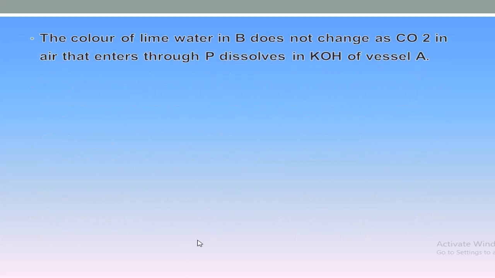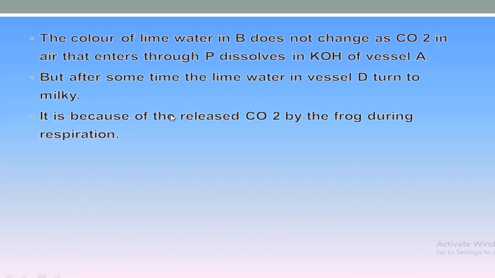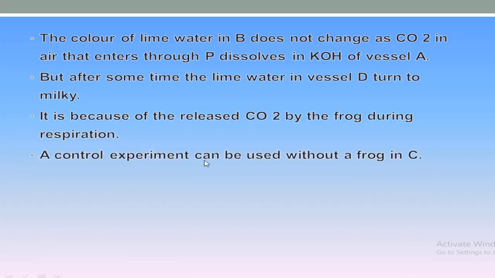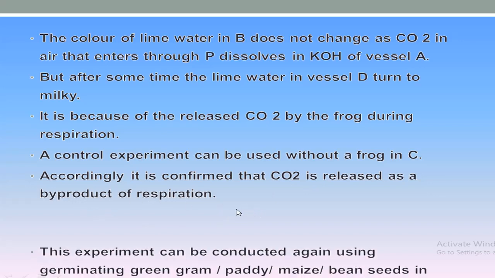Then we will go to our next one. The color of the lime water in B does not change, as carbon dioxide in the air that enters through P dissolves in the potassium hydroxide of vessel A. But after some time, the lime water in vessel D turned milky. It is because of the release of carbon dioxide by the frog during respiration. A control experiment can be done without a frog in C. Accordingly, it is confirmed that carbon dioxide is released as a byproduct of respiration. Here the carbon dioxide is the byproduct.